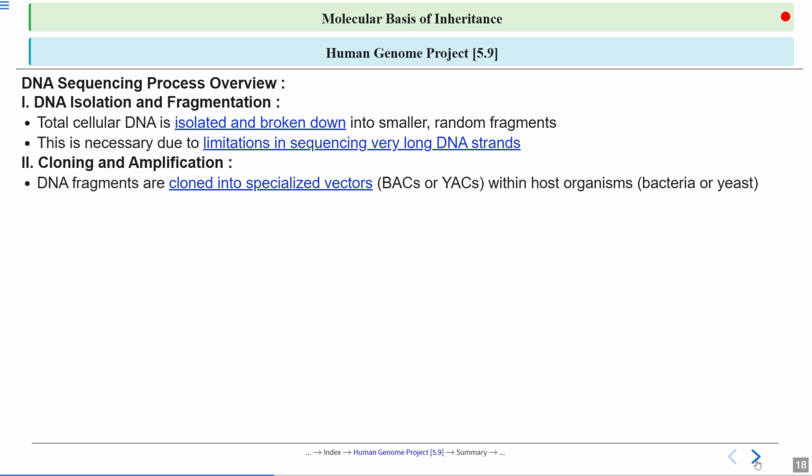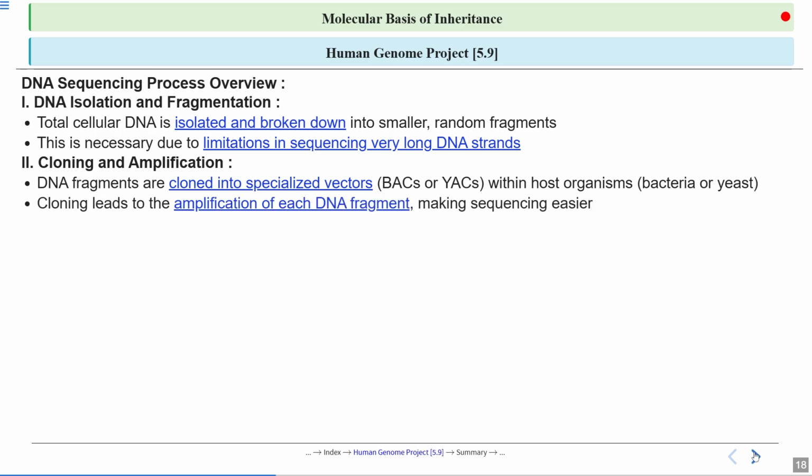So now what they did, they have cloned that DNA fragment into specialized vectors. We have studied about these vectors, you remember? And which vector? The vector they have used is BAC or YAC. Within the host, here what are the hosts? Here the hosts are bacteria or yeast.